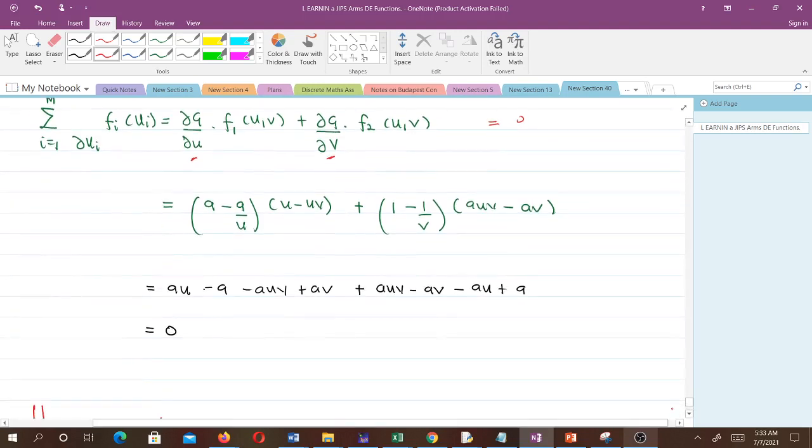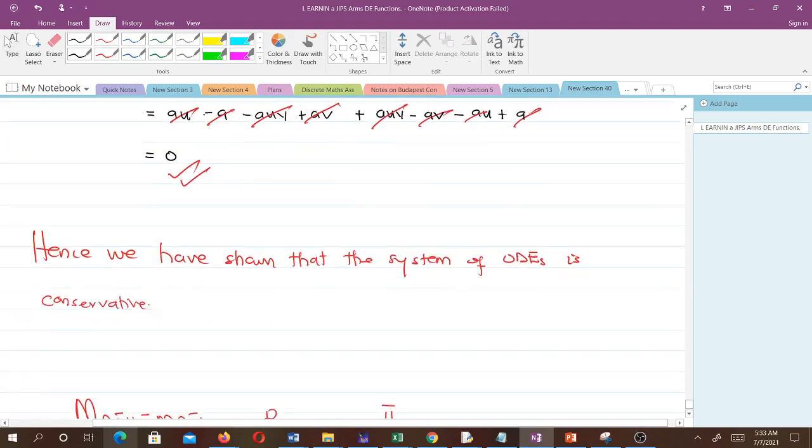When you expand this, you get au minus a minus auv plus av, and then plus auv minus av minus au plus a. So au minus au, minus a plus a, minus av plus av, and auv minus auv, and we get 0. Since the sum is 0, the system is conservative. That's how you show whether a system of ODEs is conservative or not. If it had not been 0, the system would have been non-conservative.